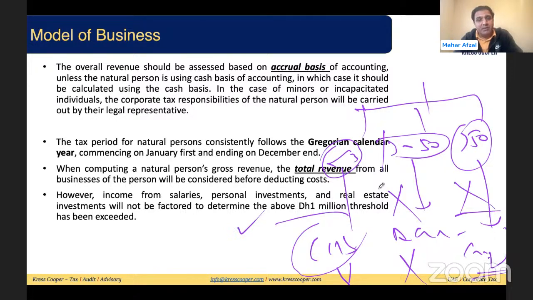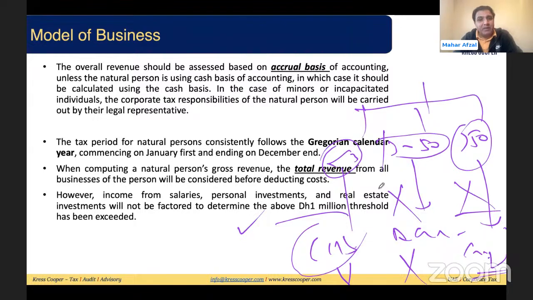The overall revenue should be assessed based upon the accrual basis of accounting, unless the natural person is using cash basis of accounting. We know when they will be using the cash basis of accounting, when they will be using the accrual basis of accounting. Whatever the mechanism, as I mentioned, we are using, we need to apply the same mechanism to calculate the overall revenue of the natural person.